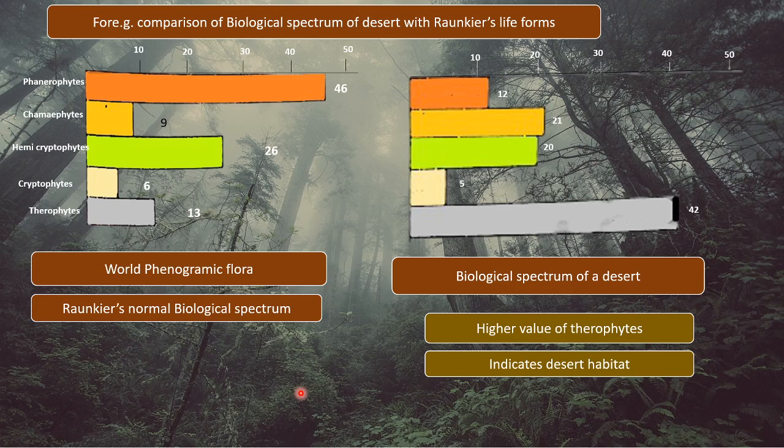And the second thing that we have to do in the physiognomic method is to prepare the biological spectrum. So this is the biological spectrum that can be prepared. This is of a desert. Like this, a biological spectrum can be prepared of maybe a forest area, maybe a grassland, right? So the biological spectrum has to be prepared, which has to be compared with Raunkiaer's normal biological spectrum. So this gives us an idea of the habitat of that area, right? So this is about the physiognomic method.